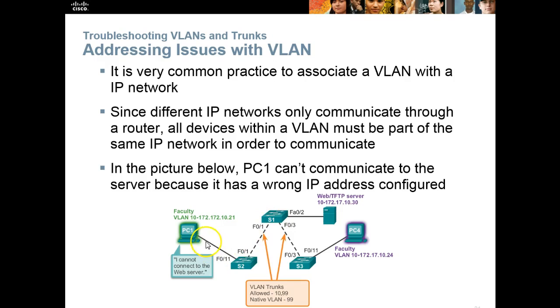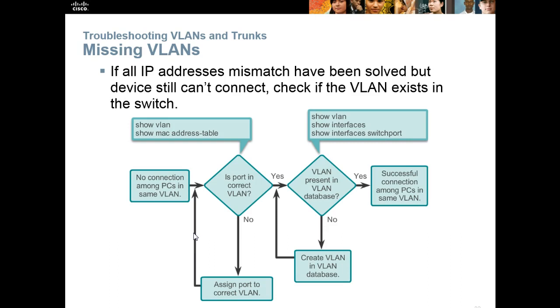Now these trunks have to be allowed. You notice that PC1 can't connect. Well, that's because the trunks have to be allowed. And again, VLANs have to be in the same IP network as well. This is 172.172.10.21. Well, this is 172.17.10.21. So if the 17 and the 172 are different, the faculty PC1 is misconfigured into the wrong subnet. So one subnet per VLAN. That is a very important rule.